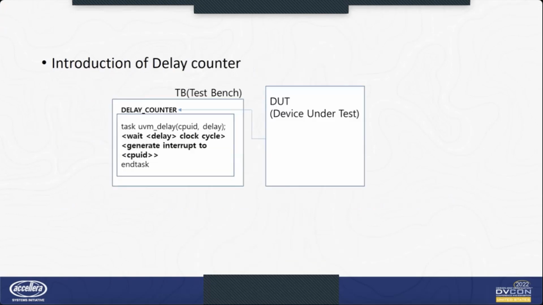To do this, we added a UVM delay task to the test bench as shown in the figure. To link CPU software and the delay counter, a mailbox interface was created between the C code and the SystemVerilog code. The UVM delay task checked the mailbox every clock cycle. When a delay request arrives at the mailbox from the CPU, the UVM delay counter counts the clock for as many clock cycles as requested and generates an interrupt to the CPU to notify it of the completion of the delay.